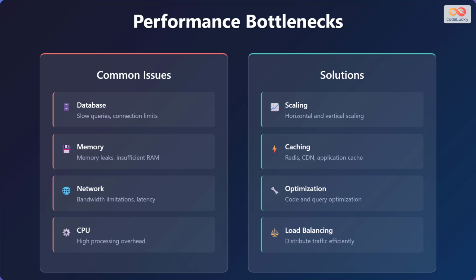To address these, consider solutions like scaling your resources horizontally or vertically. Implementing caching mechanisms such as Redis, content delivery networks, or application caches. Optimizing your code and queries. And using load balancing to distribute traffic more efficiently.